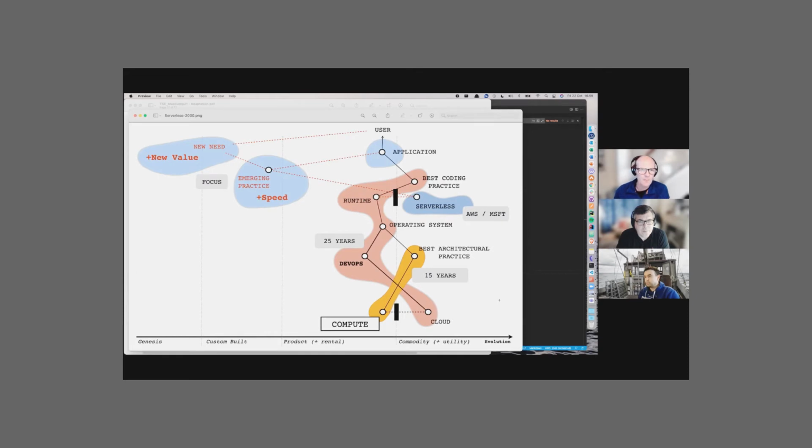Simon's been using this map. Simon Wardley's been using the map for a long time to talk about the evolution of cloud up into serverless. And it's kind of, I think, what do you reckon, Mark? This is at least 5 years old, at least. Yeah, it's a fair while.